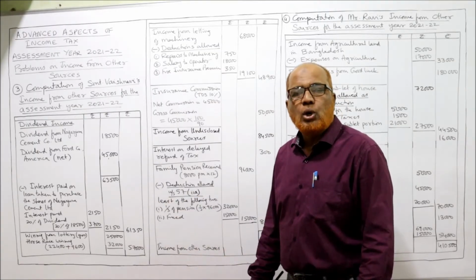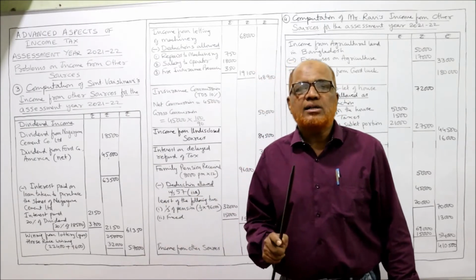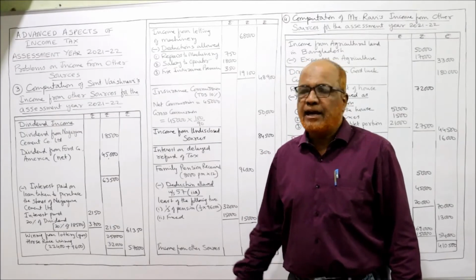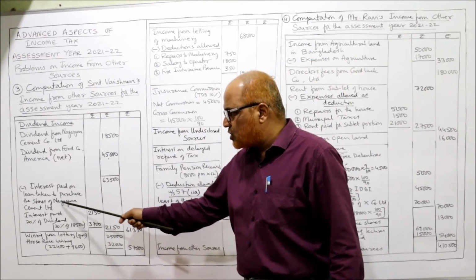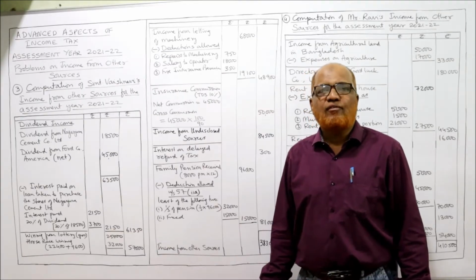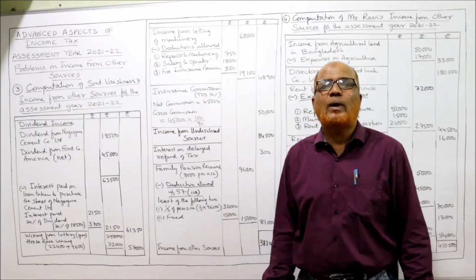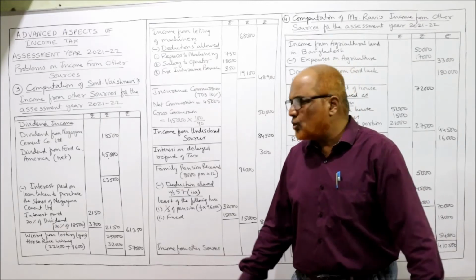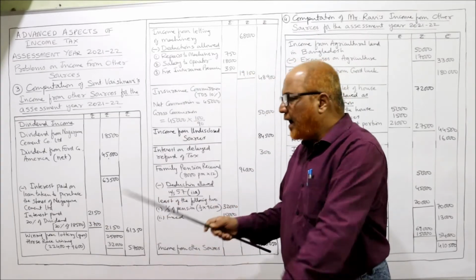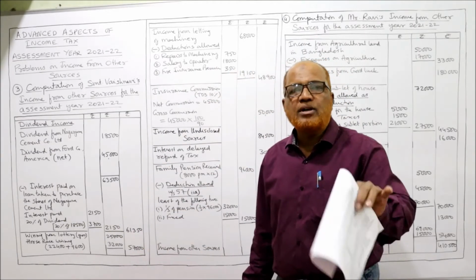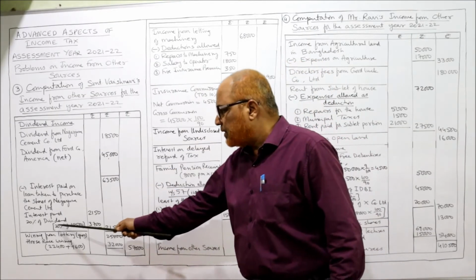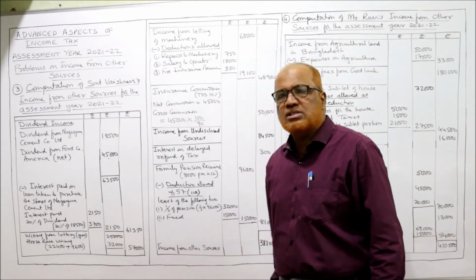From this deduct. Only one deduction is allowed: interest paid on loan taken to purchase the shares of Nagarjuna Cement Company. Now how much deduction? Least of the following two. Actual interest paid or 20% of dividend income. Actual interest paid is 2,150, given in the problem. And 20% of dividend. How much dividend we received from Nagarjuna Cement Company? 18,500. So 20% of 18,500 comes to 3,700.